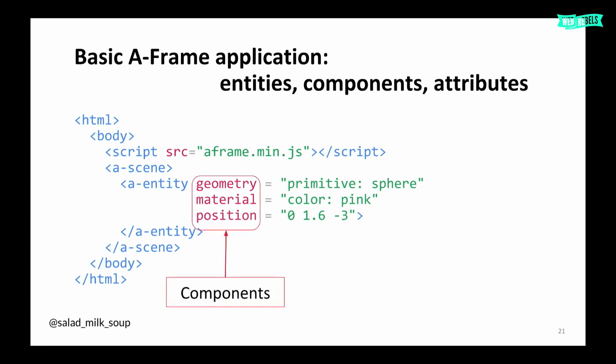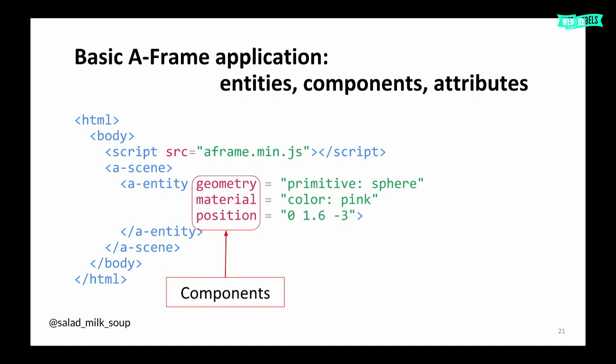What we have is the components. Inside of the A-scene, we have entities. Entities are like empty boxes that we can put stuff into to make them visible. Let's think of a div, an empty div. When you put a div into your HTML, you can't really see it unless you put something in it. This is the same thing. If you have an empty entity, it doesn't visually show up.